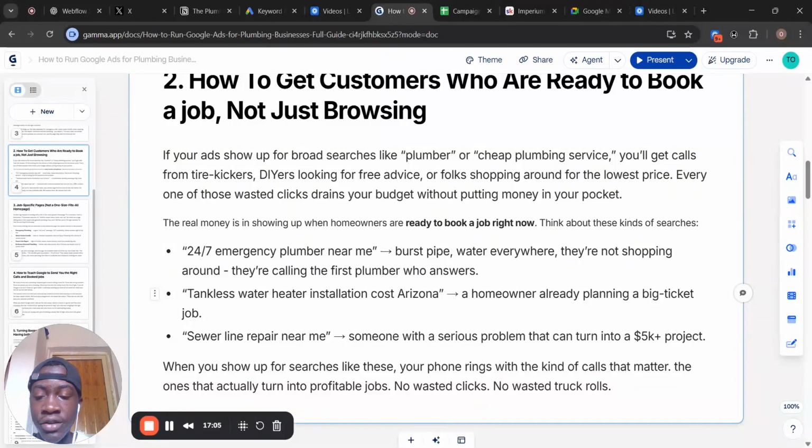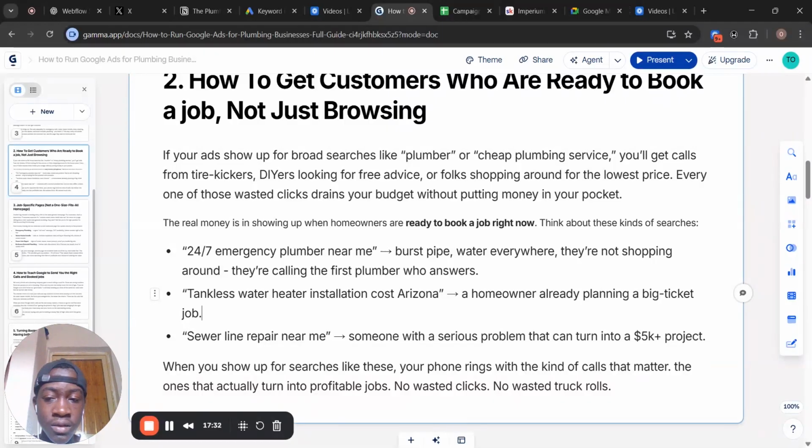Someone who searches this has very, very high intent. I know this is concentrated on price, but if your cost is within the range of what they're looking for, they're going to book a job. So it's a homeowner already planning a big ticket job. Someone who searches this, and also tankless water heater installation, this stuff isn't cheap. You plumbers already know that.